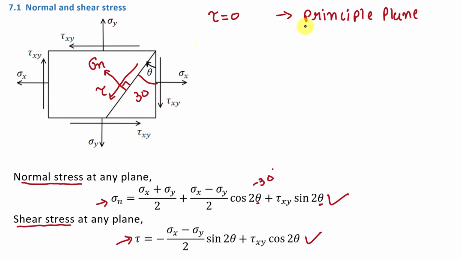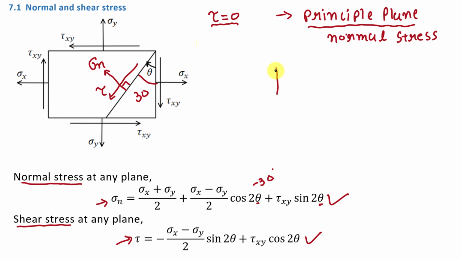Means we can say that the plane in the body on which the value of shear stress is 0 is called the principal plane. Means on the principal plane of a body there will be only normal stress in the body. There will be 0 shear stress on the principal plane of the body.